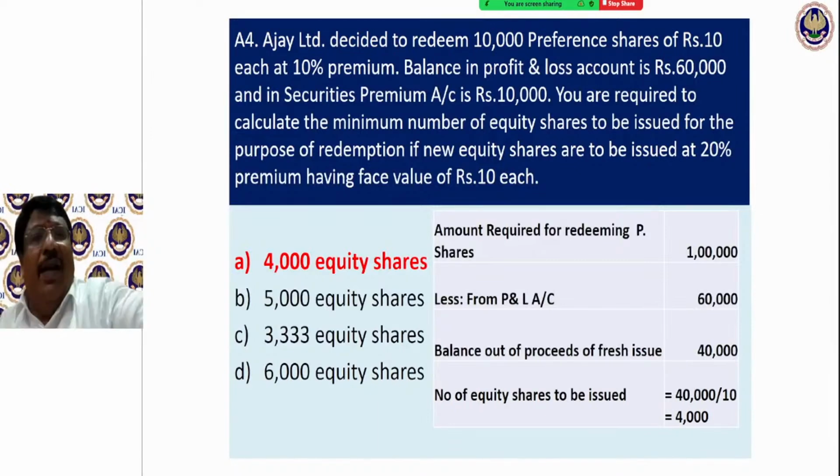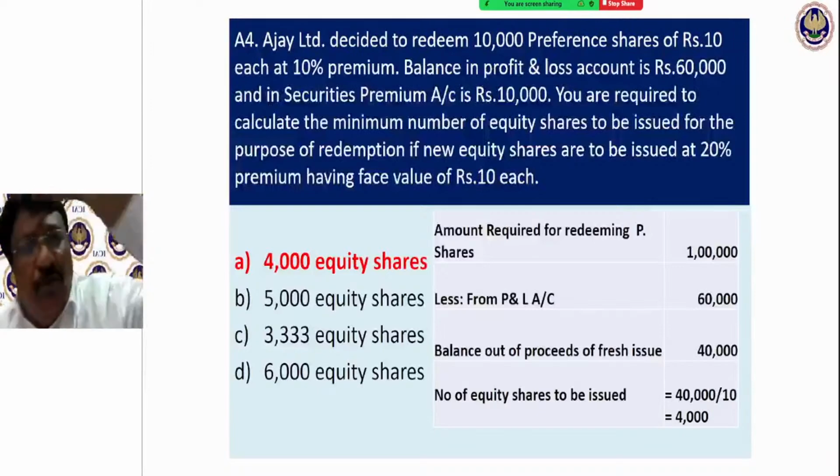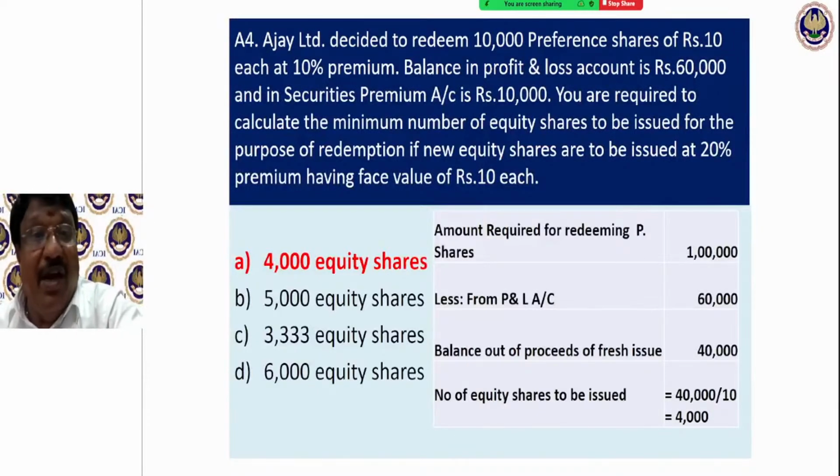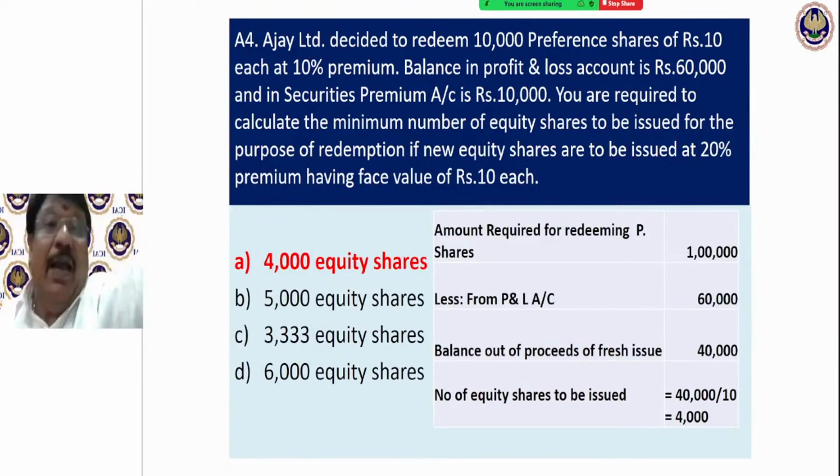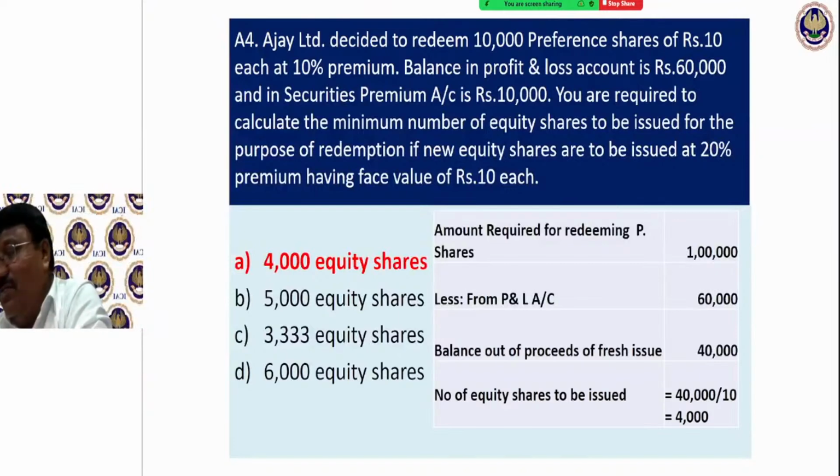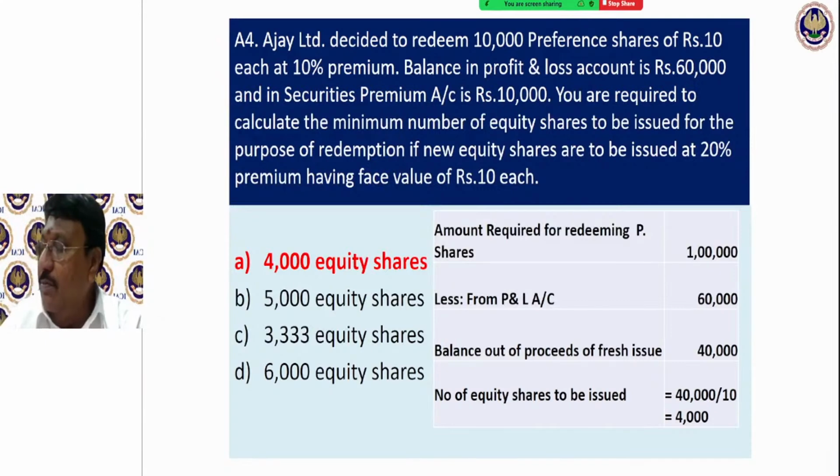The 10,000 that you are redeeming as a premium is going to be either written off to P&L or, since you are anyway collecting securities premium on issue of shares, that premium can be used for writing off this premium on redemption if you want. Okay.